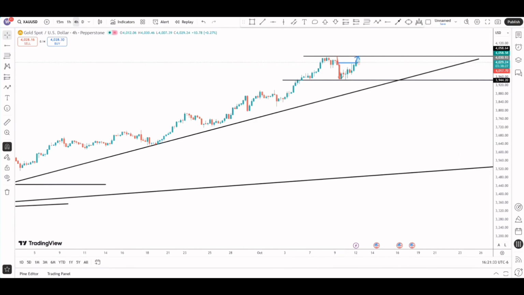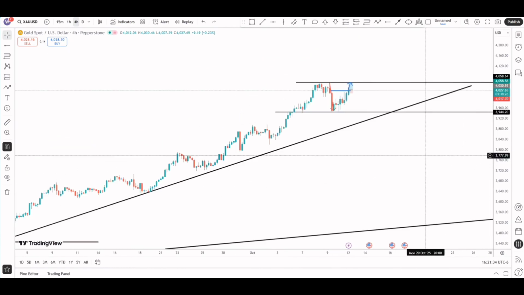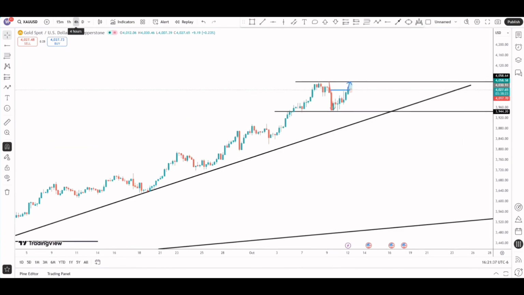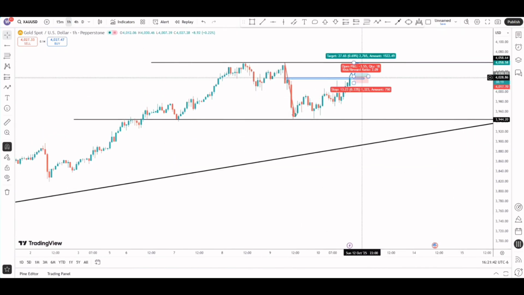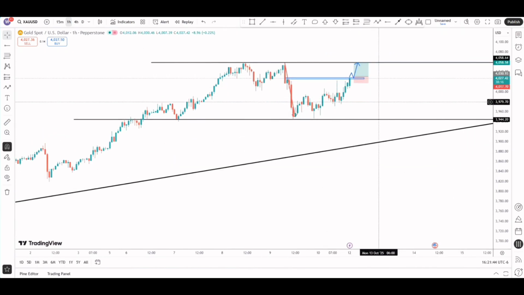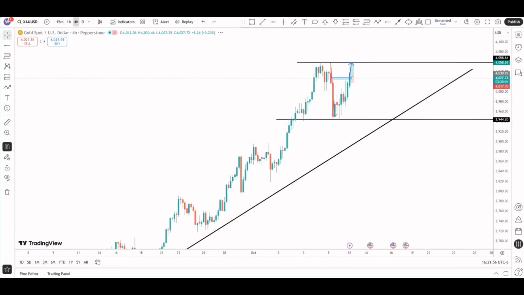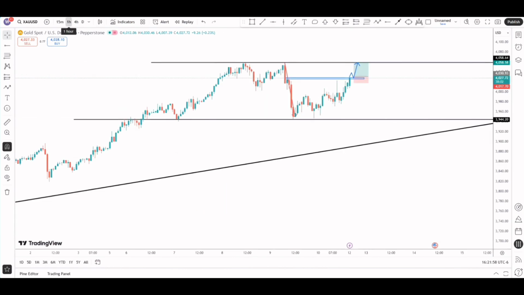So again, going down, we're looking at the daily and hourly time frame. Price is currently at this minor resistance level, the 4028 level. We're going to see if price on the hourly time frame breaks through and closes above that area, or on the daily time frame, if price breaks through and closes above that area.